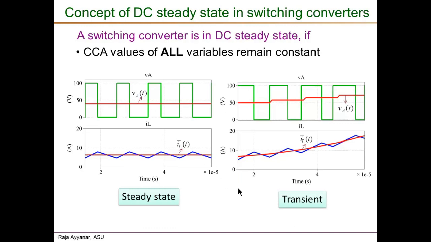An example of a transient, non-steady state condition. Here both vis-a-vis and IL, their cycle by cycle averages, the red waveforms in both the plots, are both increasing. Therefore, it is a non-steady state condition.